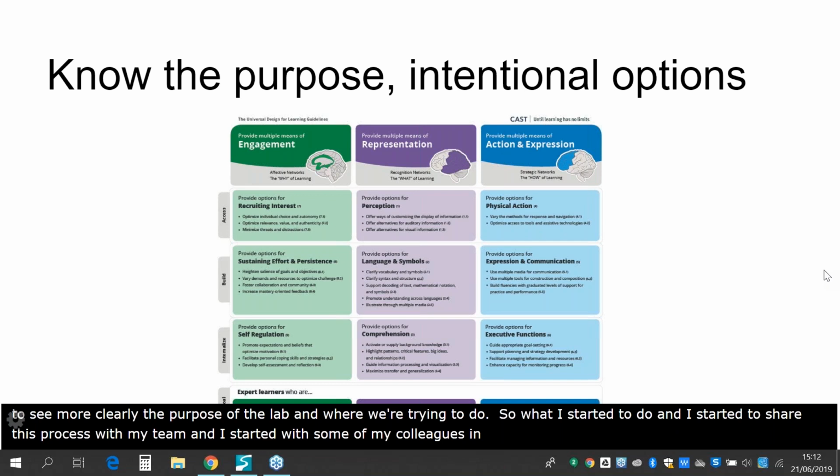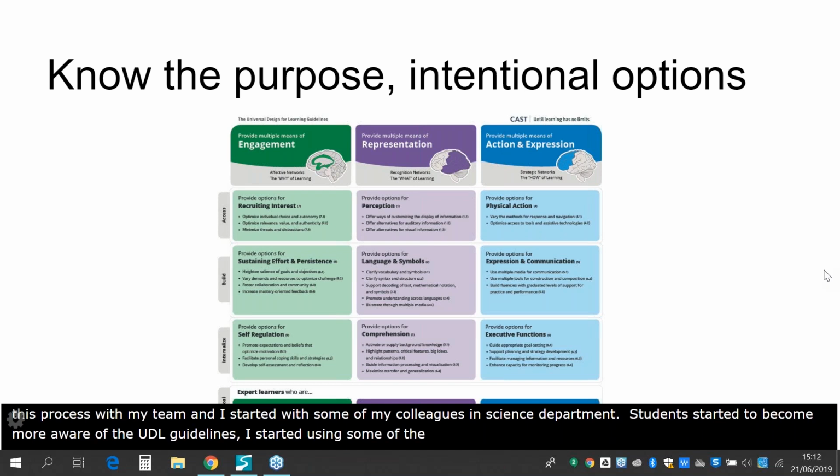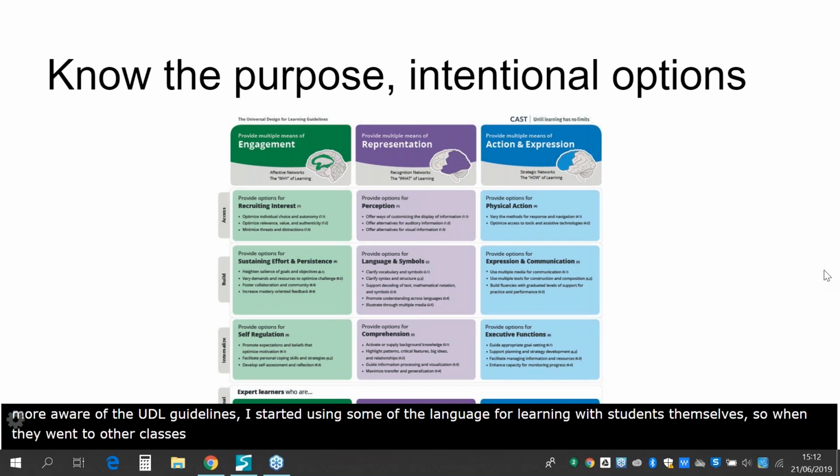Students started to become more aware of the UDL guidelines. I started using some of the language for learning with students themselves, so when they went to other classes, they could advocate for themselves and the learning needs that they had in the different classes. That brought UDL to the attention of some of the other teachers, and the snowball, again, as Abby was describing, started to grow.